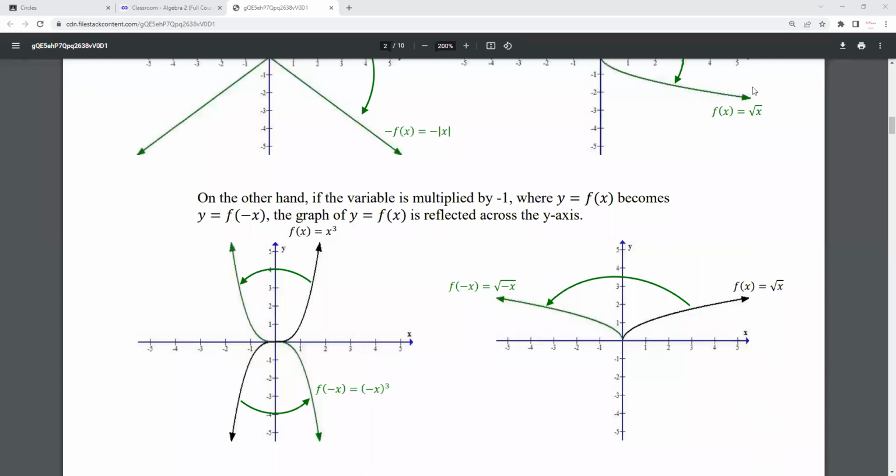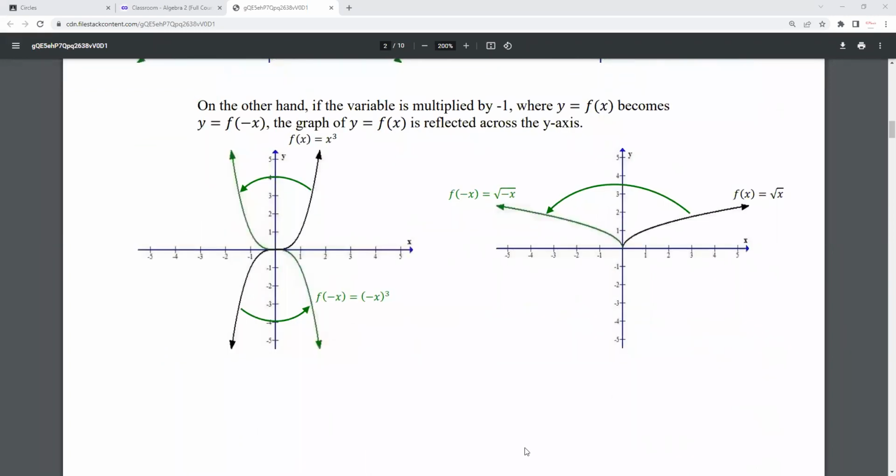Here, it was on the outside, right? Outside of the square root, outside of the absolute value. Now it's on the inside. So on the other hand, if the variable is multiplied by -1, just the variable, it then reflects across the y-axis. So try to be able to identify them when you're looking at the functions. So now you can see reflected over y.